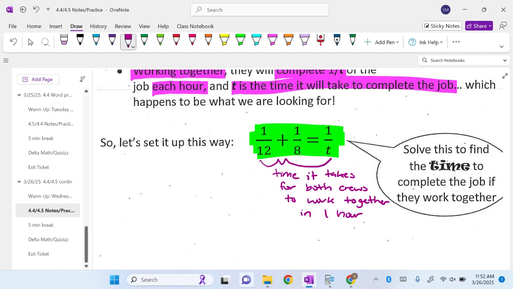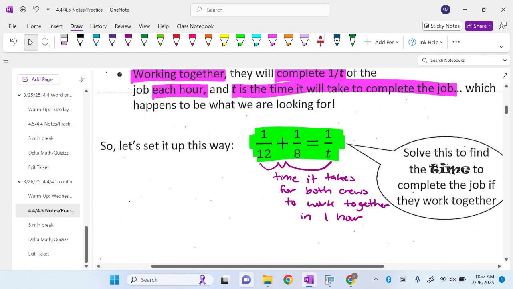So if one of them can do a 12th of the job in an hour, the other one can do an 1/8 of the job. If we add those two fractions together, that's how much of the road they'll get done in 1 hour. All right. And that also gives us a good rational equation to solve for the total time, because obviously the total time they took for the whole job is your denominator.